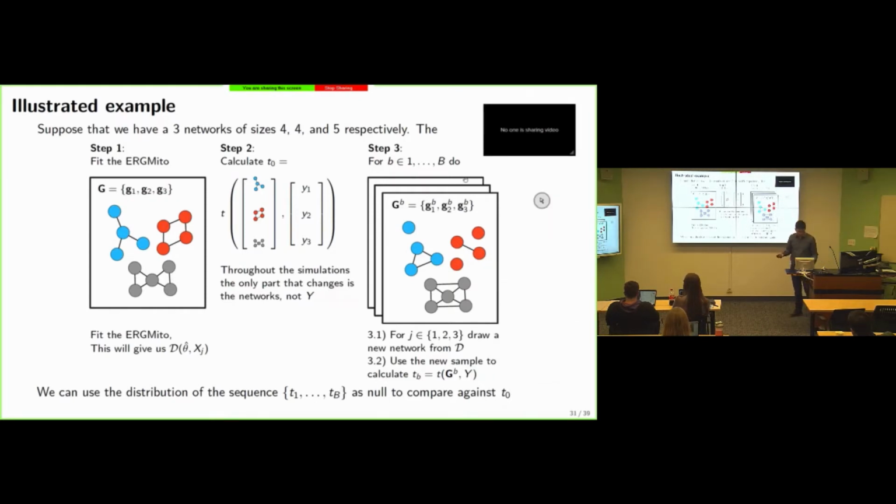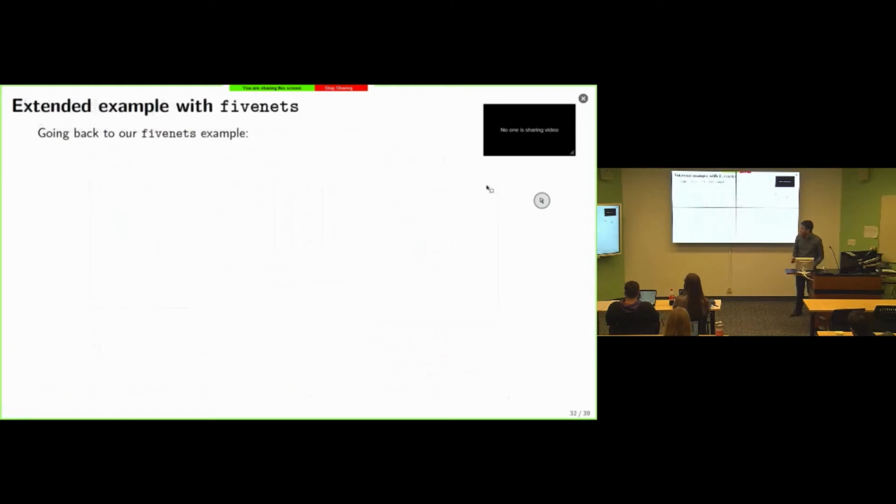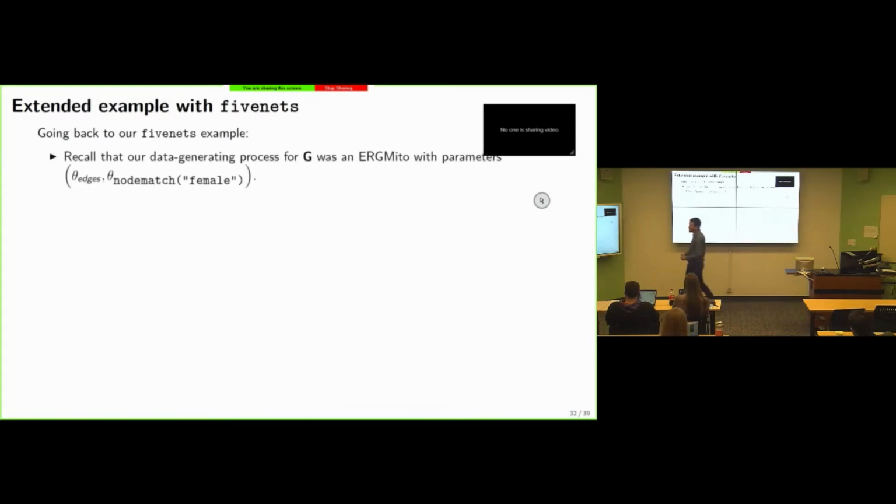So here's actually, in the last couple of minutes that I have, an example in R using simulated data. So let's go back to our FiveNet example. We know what the data generating process is for our FiveNet because I did it that way, right? So we know that edges and homophily on female are the terms that are important for these networks because we did it that way.